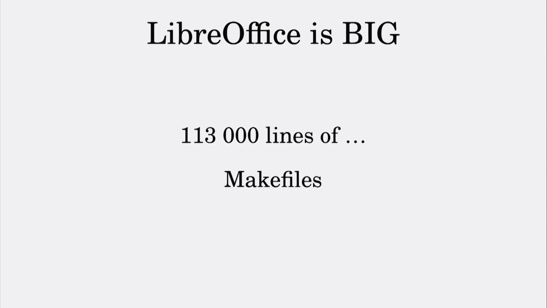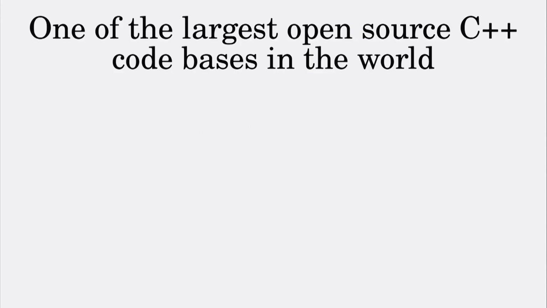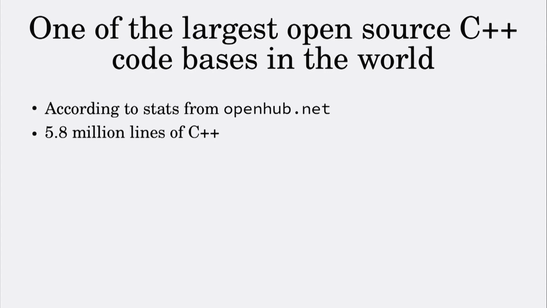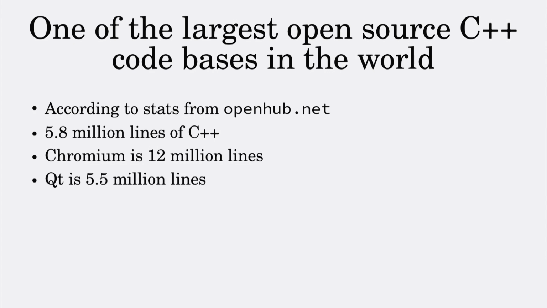The joke that LibreOffice developers have is that LibreOffice breaks every tool it's ever used with. And it's one of the largest open source C++ code bases in the world. So the original talk said it's the biggest. Well, let's look at the details. There's this web service called openhub.net, and they provide statistics on how big different repositories are. According to their statistics, it's 5.8 million lines of C++. I went through some of the statistics trying to find the biggest one that there is, and the one I found was Chromium, and that's 12 million lines. For comparison, Qt is 5.5, LLVM is 5.9.